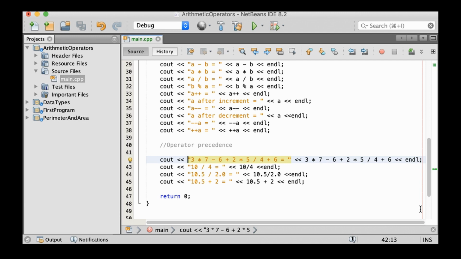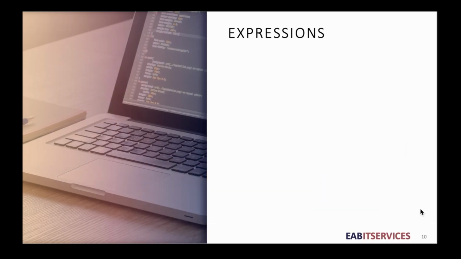Okay, so now that we know what expressions are, let's look at the various types of expressions. The first one is integral expressions. These are expressions that involve only integer numbers. For instance, the a plus b that we did is an integral expression, and the result you are supposed to get is an integral value.